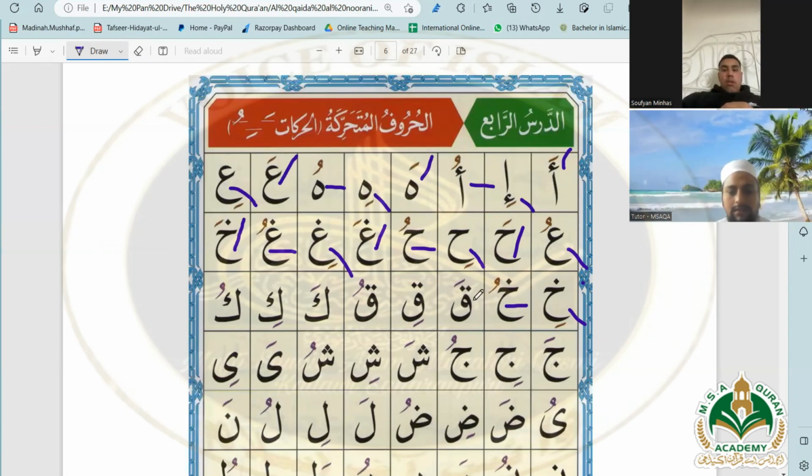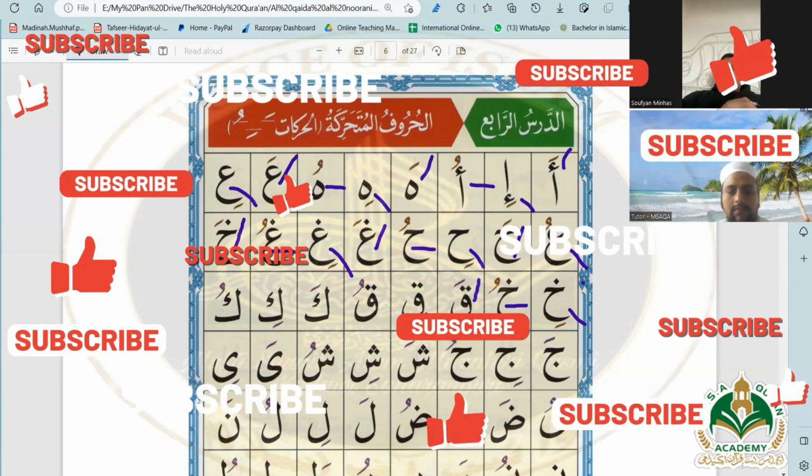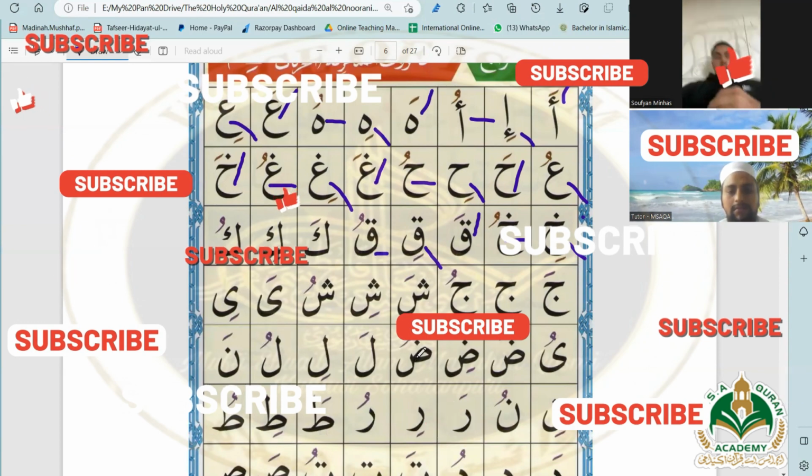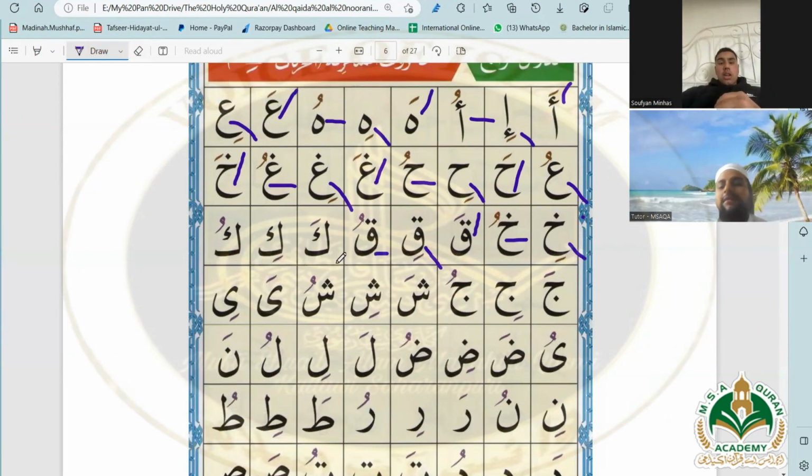Next. Qaf, Fatha, Qa. Qaf, Kasra, Qi. Qaf, Dhamma, Qu. Qa, Qi, Qu. Make the Qa heavy. The sound is good, but you have to make it more heavy. Qa, Qi, Qu. Yes. This one is simple. Kaf, Fatha, Ka. Kaf, Kasra, Ki. Kaf, Dhamma, Ku. Ka, Ki, Ku.